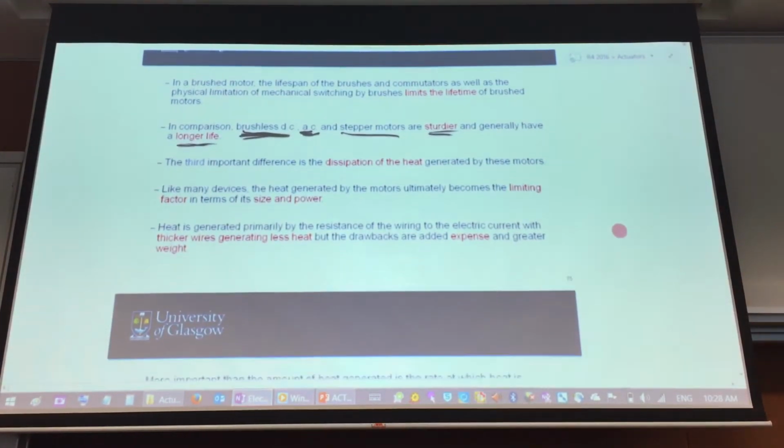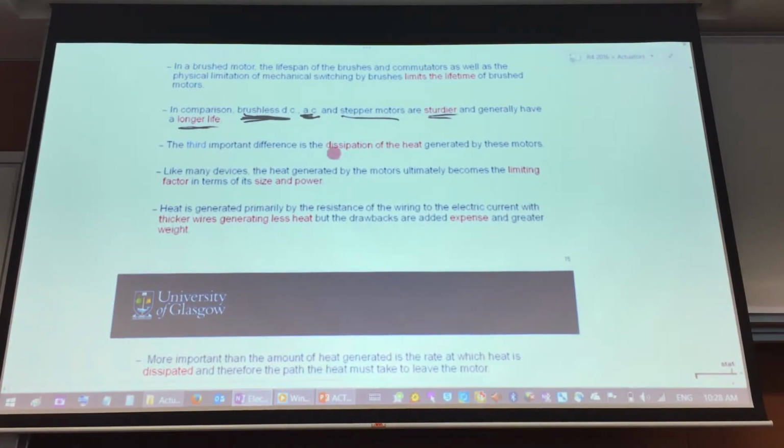The third difference is what I was talking about, the dissipation of the heat. And in fact, later we'll have a mathematical treatment of the amount of heat that's generated. The heat that's generated will cause an increase in the temperature of your coil. And how will that coil change its resistance or its torque constant under the increasing heat that's being generated? So later on we'll have a look at that.